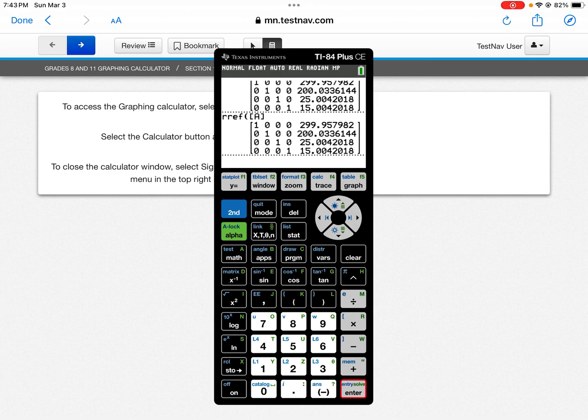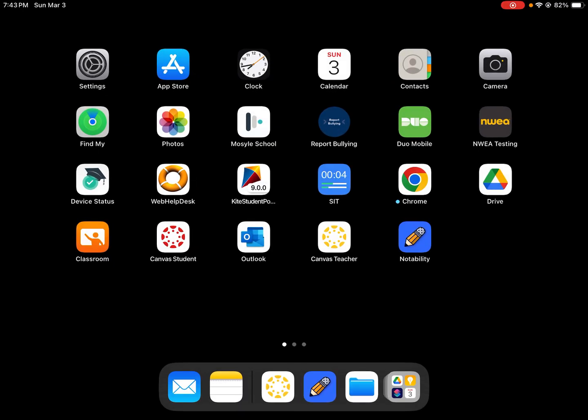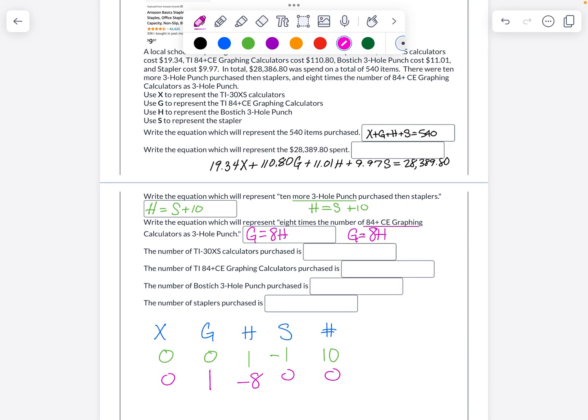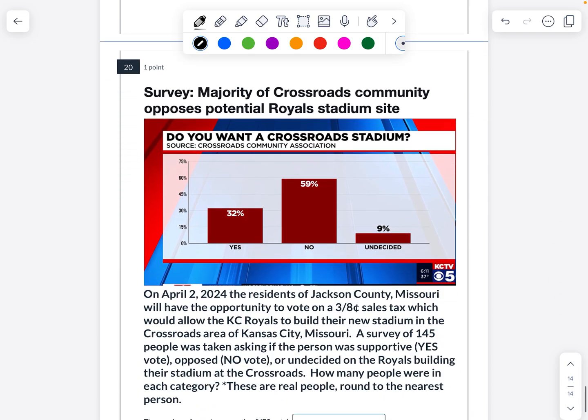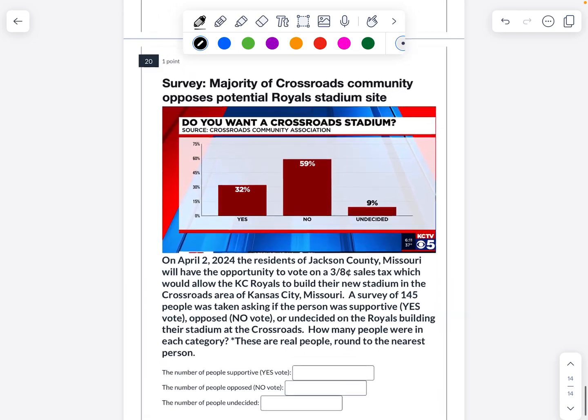So just round all those numbers correctly. So 300, 200, 25, and 15. I should put a note on that everybody needs to round. Okay, I'll put a note on that. Sorry. Okay, this one. Oh, yes.